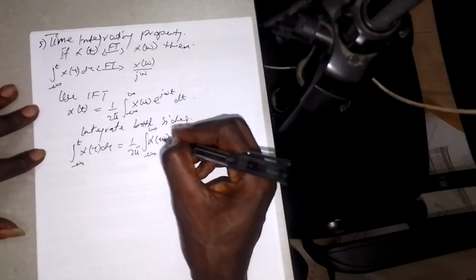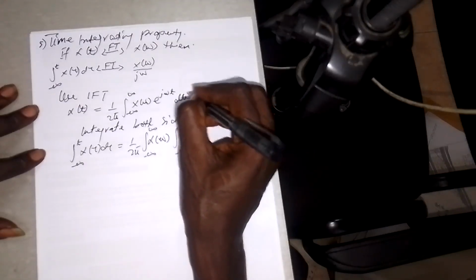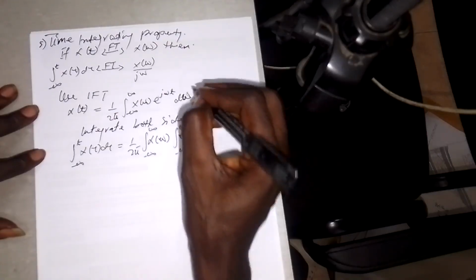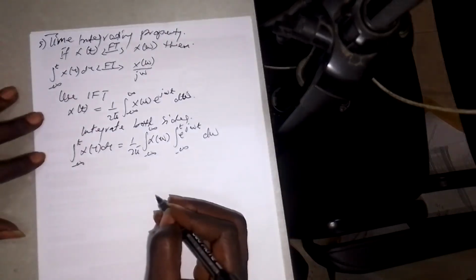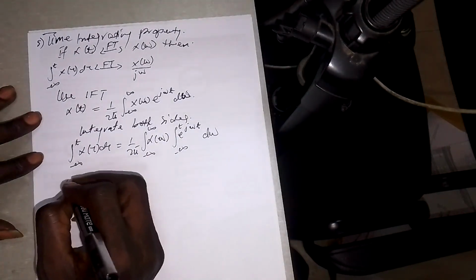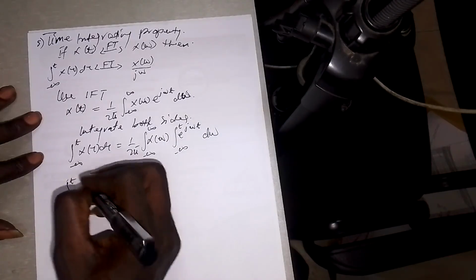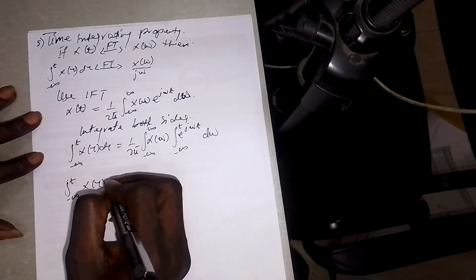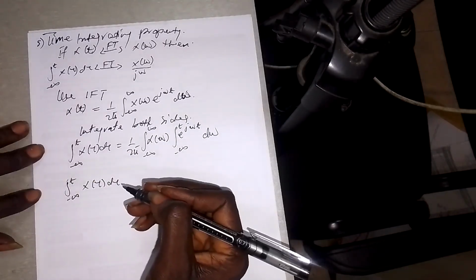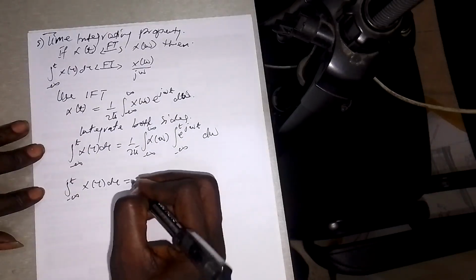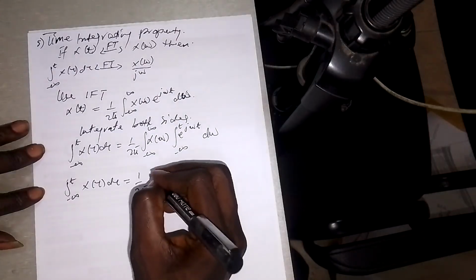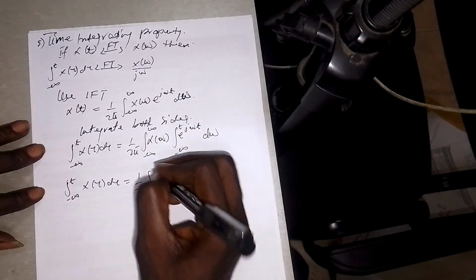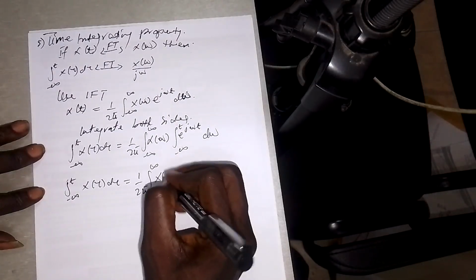Here is actually omega. Sorry, here is supposed to be the omega, because here is omega. So now I'm going to have the integral from minus infinity to t of x of tau, d tau, is going to be equal to what I have here: 1 over 2 pi times the integral from minus infinity to infinity of X of omega.